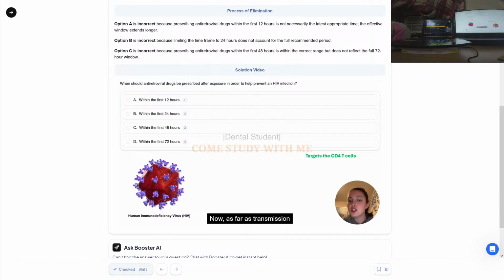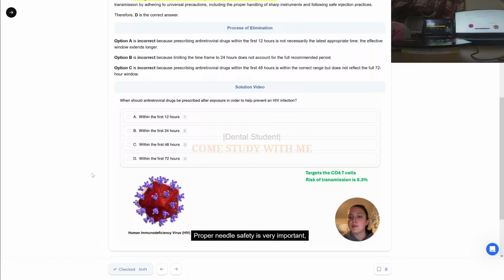Now, as far as transmission or exposure, this infection can be found in most bodily fluids and is usually spread via sexual contact or injection drug use. The bodily fluid with the highest risk of transmitting HIV actually is blood because it has the highest concentration of the virus. And when a needle stick exposure occurs, the average risk of HIV transmission is 0.3%. Now, this may sound very low, and it relatively is, but that does not mean it's a risk that anyone should be willing to take.